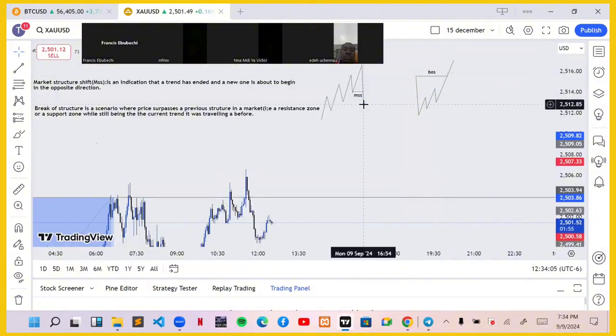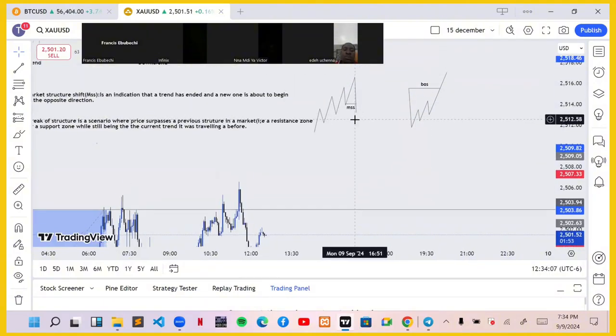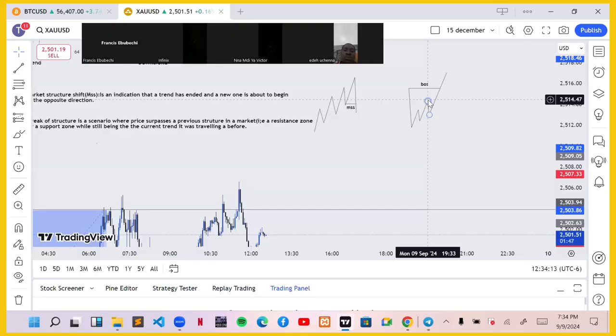Here, this is a market structure shift. So in the market structure shift, the market will change direction to the opposite direction. In break of structure, the market will still continue in the direction it was traveling at before, but it's going to surpass a key level in the market.